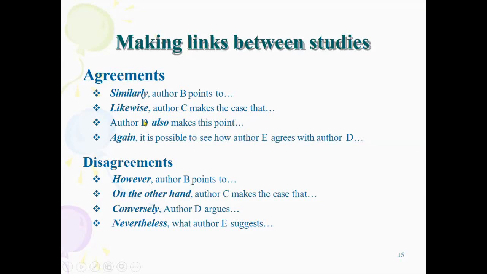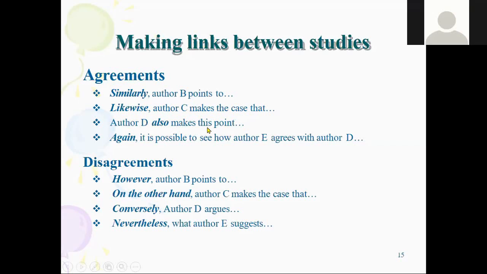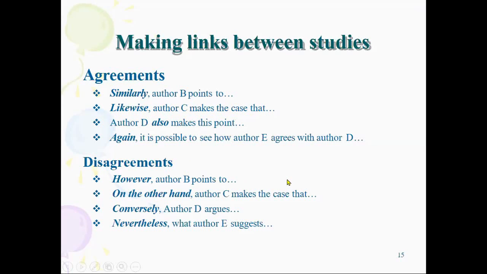If you have to write that author D agrees with E, you can say that again it is possible that author E is going to agree with author D. And if you have to disagree with the statement, then you can select a word like however, the author B may say that this is not the technique that is suitable for PCR or analysis of that particular thing.